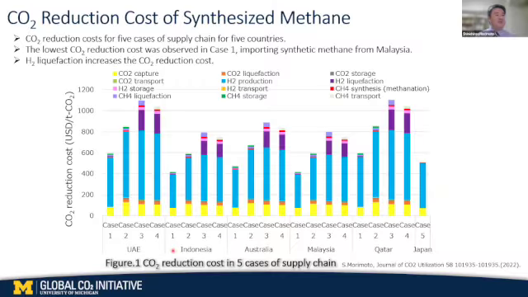You can find the result of CO2 reduction cost here, so how many US dollars you need to reduce tons of CO2. You can do many case studies like UAE, Indonesia, Australia. You can choose the countries, and also which case of supply chains you want to consider. So you can estimate the CO2 reduction cost with different supply chains in different countries.